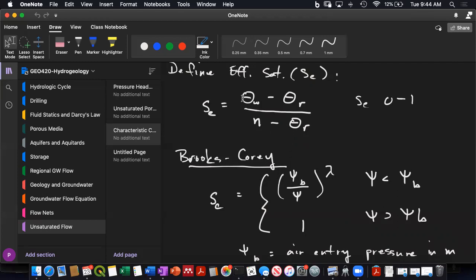So the whole point of this problem in many respects is just to get you guys to figure out how to do one of these column-wise functions in Excel. My learning objective there is to force you to use Excel to code up an equation and plot it. Or Python or MATLAB or whatever you want to use, R, I don't care. But Excel is pretty easy. All right, so that's Brooks-Corey.